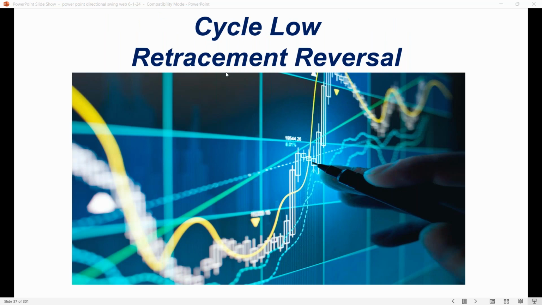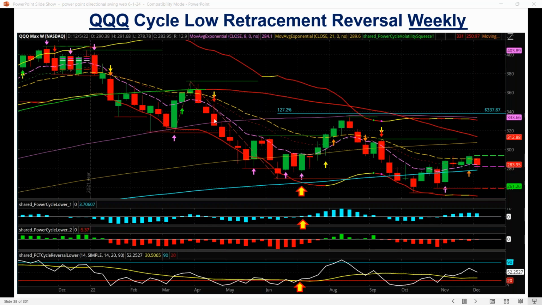Now here's a cycle low retracement reversal. So this is where we get a cycle into a big key support moving average and bounce back and reverse off of it. So here was QQQ on a weekly long term. You can see it coming down, and you can see how it comes down here again. Again, here's a cycle reversal. Now look what happens. See momentum two, negative the whole time, right? So you just have to be watching that.